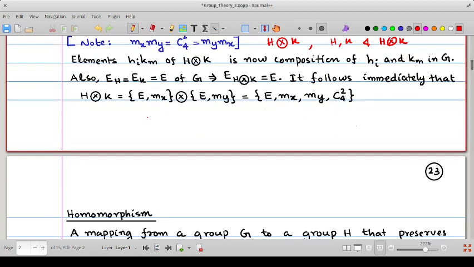So this is E union Mx, and Mx is in a class by itself in this group, not in C4V, but in H outer product K, this group. And similarly, E is in a class by itself, and therefore this is a union of two classes, and therefore H is a normal subgroup of H outer product K. And so similarly for this group.